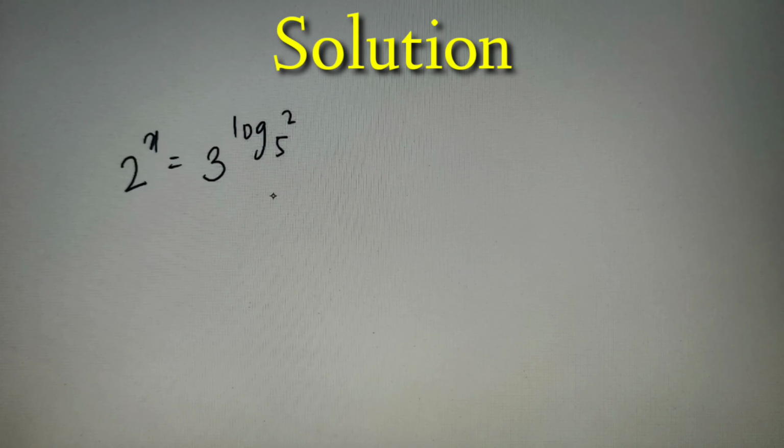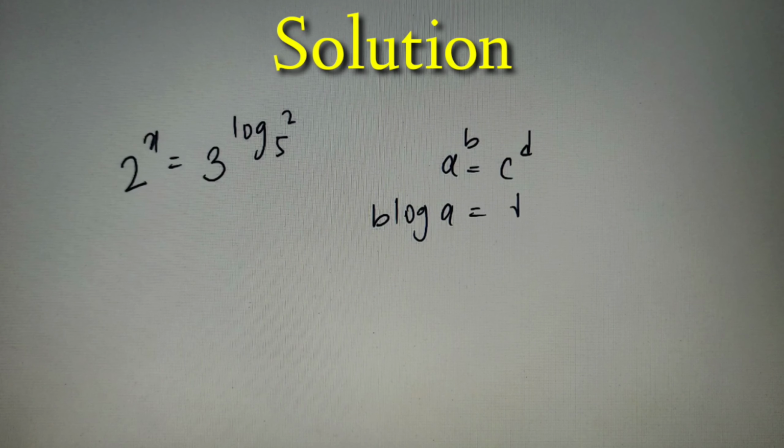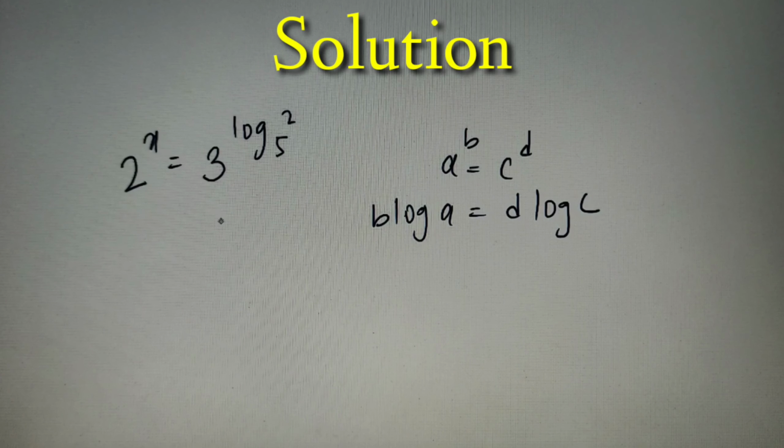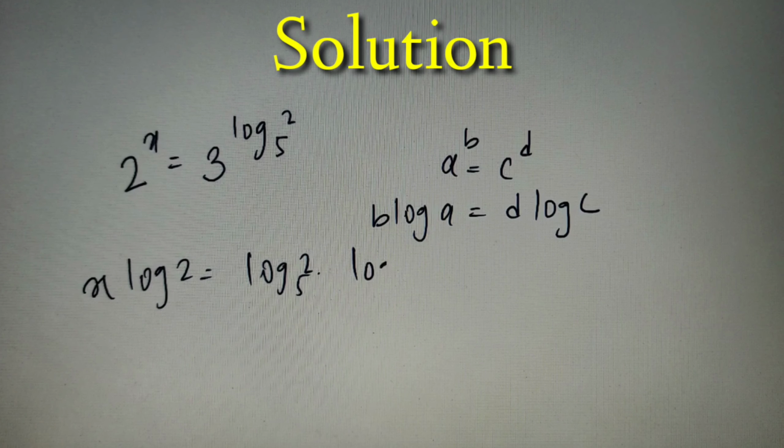Now, in order to solve this question, we have to take log on both the sides. So if we have an equation like a raised power b is equal to c raised power d, and if we take log on both sides, then we can simply say that it is equivalent as b log a is equal to d log c. So applying this very formula on our given equation, we will get that x log 2 is equal to log 2 base 5 into log 3.